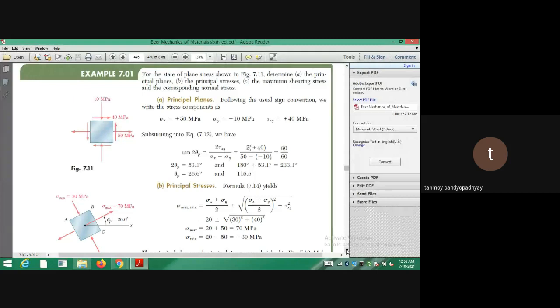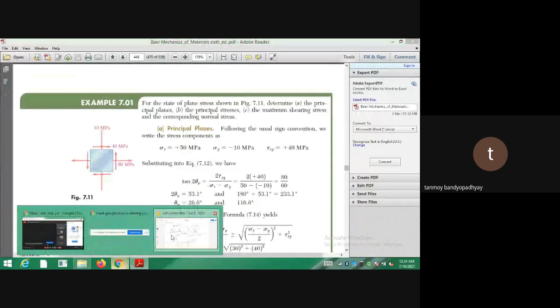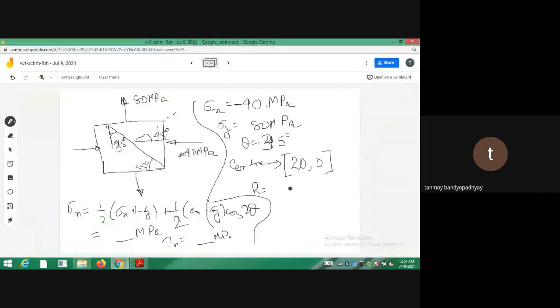So initially they have calculated theta p and all. Since I haven't discussed this case, I am just discussing the one where we actually don't have tau xy. So here you calculate the radius. What will be the radius of the circle? The radius of the circle will be half of sigma x minus sigma y, there is no tau xy so that becomes 0. So half of sigma x minus sigma y, how much will this be? I think minus 60 megapascal.